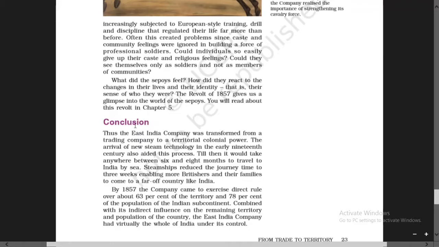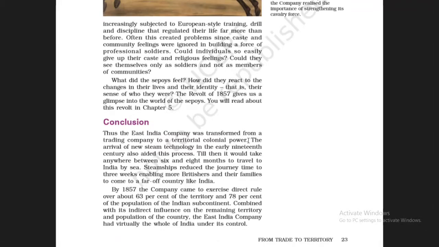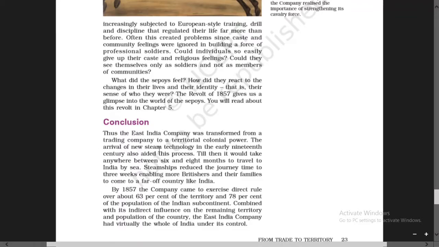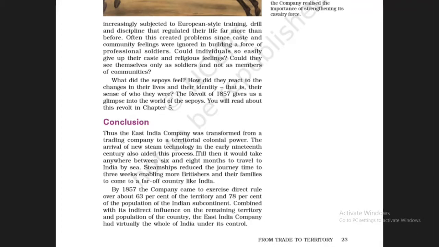Let us see the conclusion of the chapter. The East India Company was transformed from a trading company to a territorial colonial power. The arrival of new steam technology in the early 19th century also aided, meaning supported, this process.